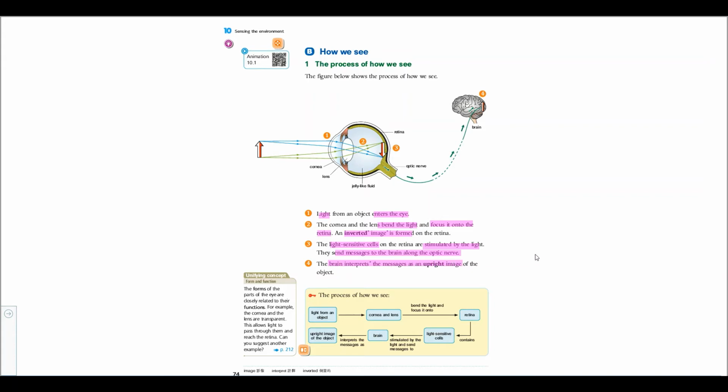Because remember, it is inverted, right? So when it travels to the brain, the brain will know, oh, I have to invert it again, so it becomes upright. So remember, the opposite of inverted will be upright.